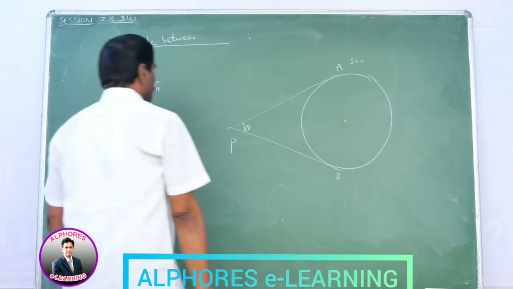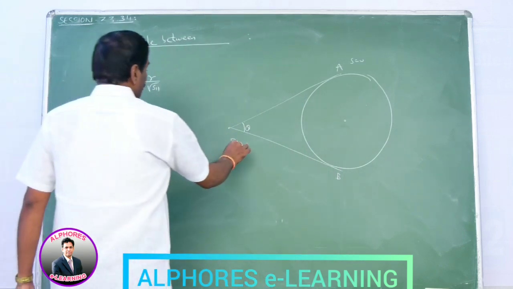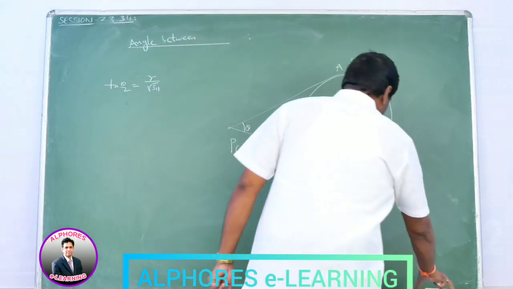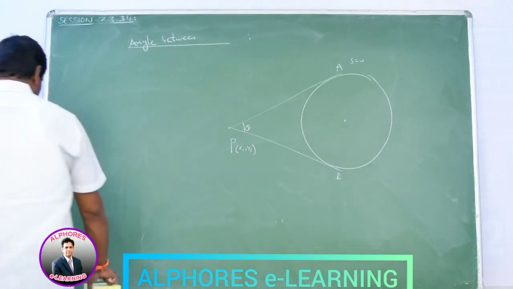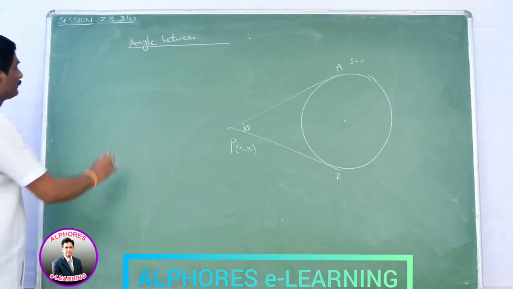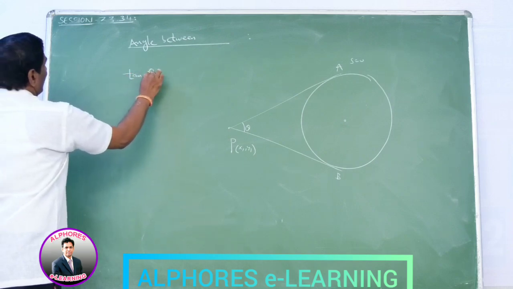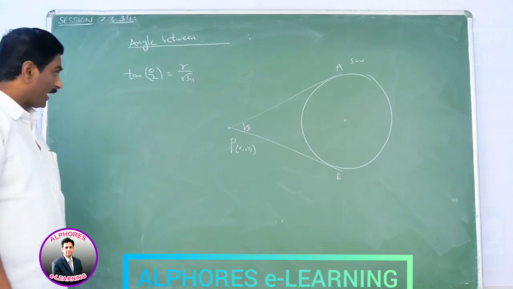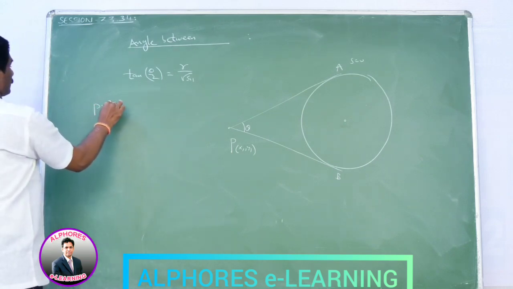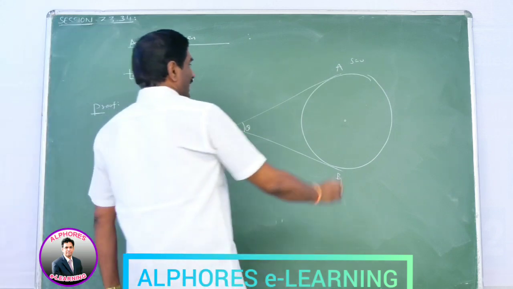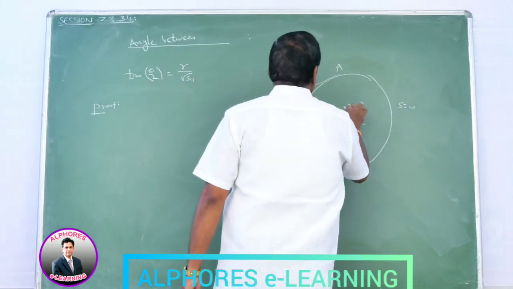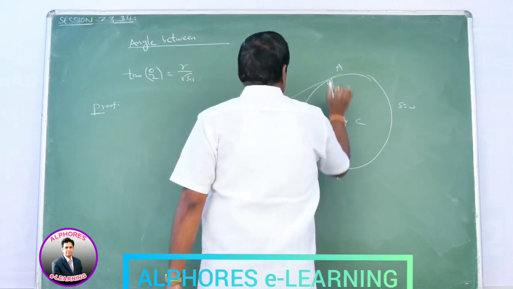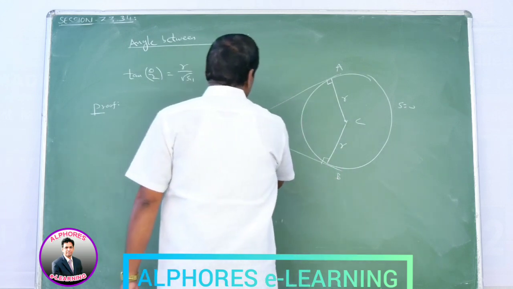Please note the statement. If P(x1, y1) is any external point with respect to the circle S equals 0 and theta is the angle between the tangents, then tan theta by 2 is equal to R by root S11. Proof. It is the circle S equals 0. C is the center of the circle, join AC, join BC. It is the radius, it is angle 90 degrees, it is also the radius, 90 degrees.